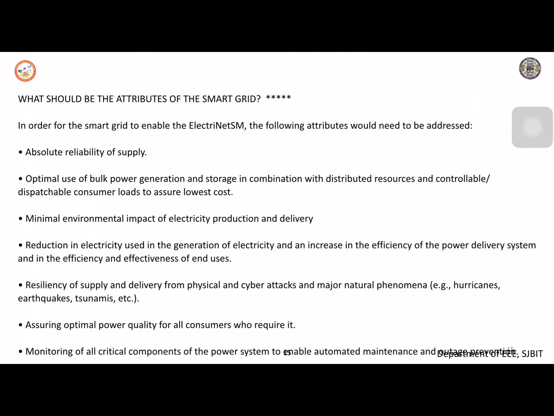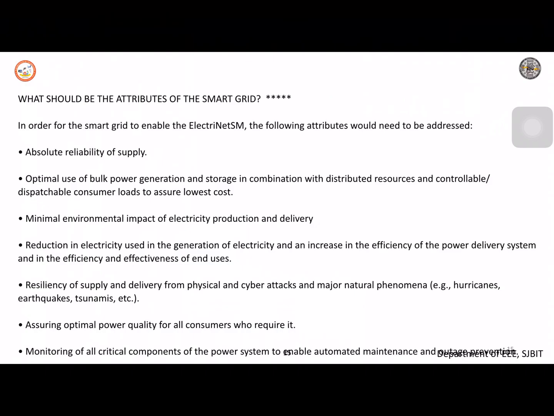Optimal use of the bulk power generation and storage in combination with the distributed resources and controllable, so dispatchable, consumer loads to assure the lowest cost. So customers are provided with the lowest cost for the bulk generation. Minimal environmental impact of electricity production and delivery has to be taken care of. So emission of CO2 gases has to be kept under control.